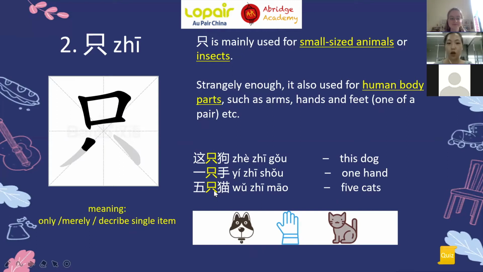So 只 is only for small items, small insects and animals. So here I see dogs, cats, or insects or bugs. They all could use 只. Okay, 只. All right.